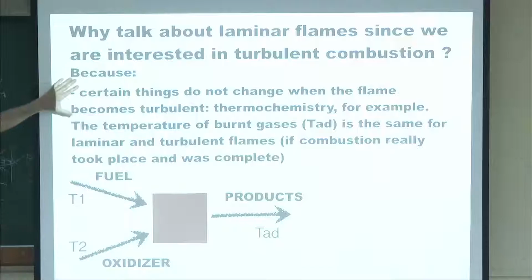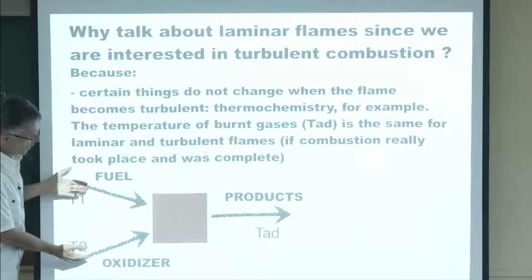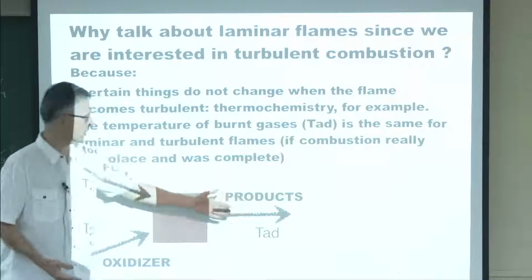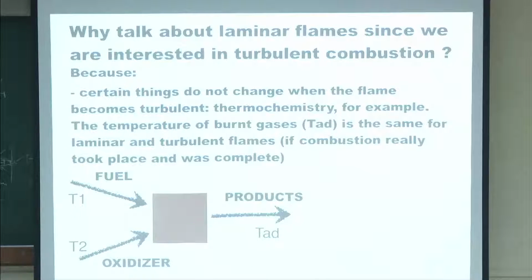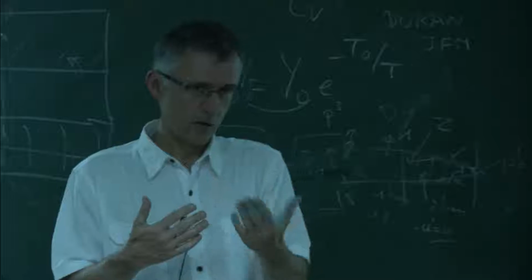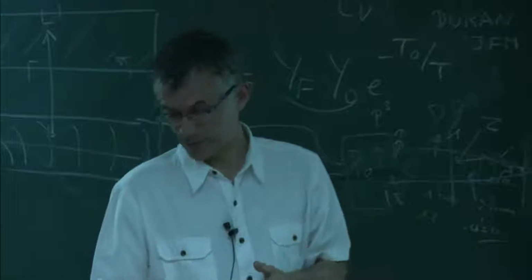There are certain things which should not change when the flow becomes turbulent. For example, everything which has been said this morning in the supplementary lecture about thermodynamics has no reason to change if the flow is turbulent. The adiabatic flame temperature should be the same. If you mix oxidizer and fuel and you go to complete combustion, then the temperature of the products is going to be the same. So there is no reason to distinguish between turbulent and laminar flames.